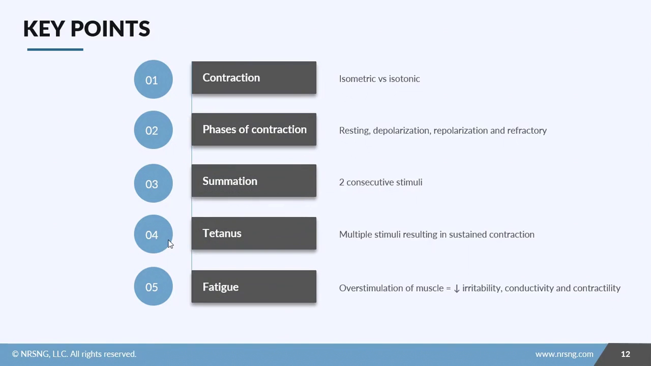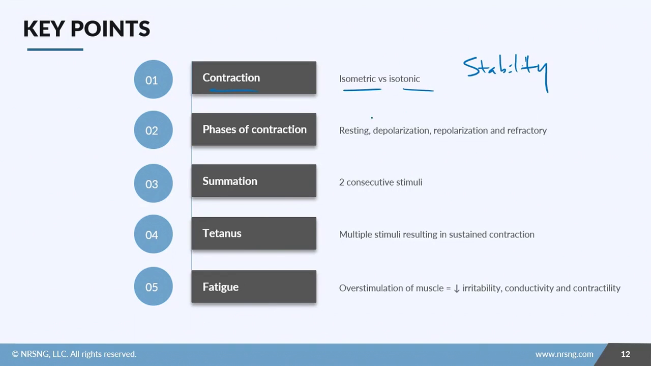Okay, so let's recap. When we're talking about contraction, we're talking about two different types of contraction. You've got isometric and isotonic. With your isometric, this is the one where you have movement and you have a shortening and a change of the muscle, where isotonic doesn't. And isotonic is also responsible for stability.